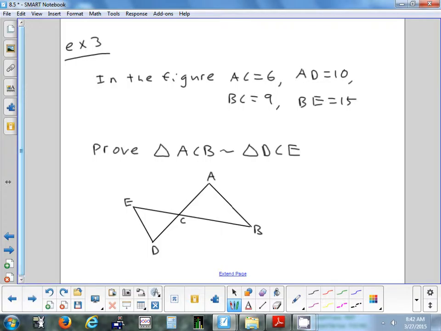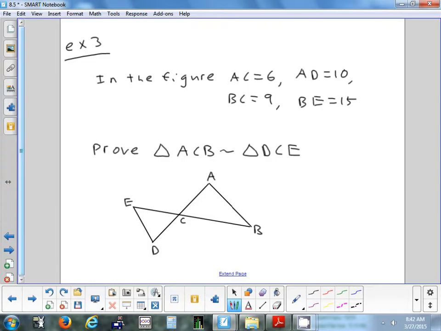Okay, so in the figure below, they tell us that, let's label this, AC is 6, AD is 10. Okay, so, yeah, you know what? I think labeling it is going to be hard. It's going to look a little confusing, so I might hold off on that. AC is 6, AD is 10. Okay, BC is 9, and then BE is 15. Prove these triangles are similar.